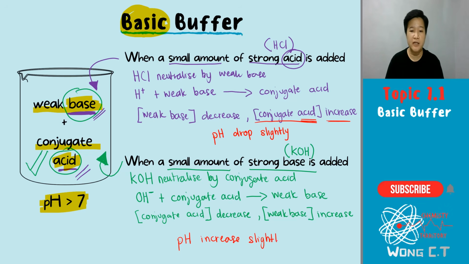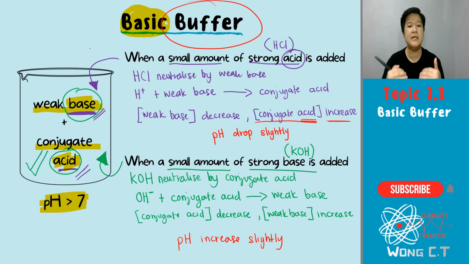The pH value will increase very little because the function of a buffer solution is to minimize the changes of pH. We are trying to maintain the pH of your solution. So when your pH changes, drops or increases, it will only change very, very slightly. Okay? And this is how a buffer solution maintains its pH value when a small amount of strong acid or strong base is added. Simple? Easy.